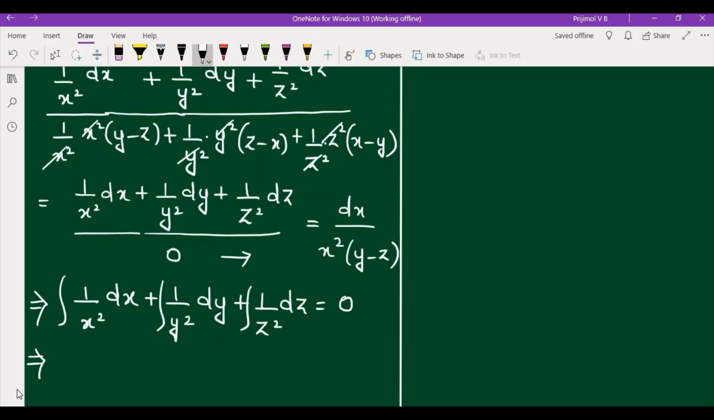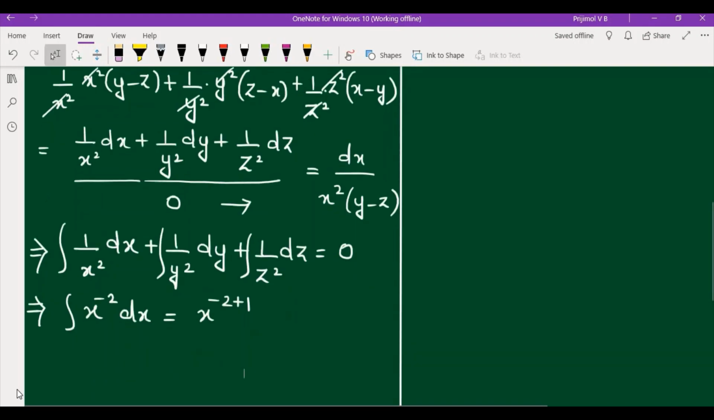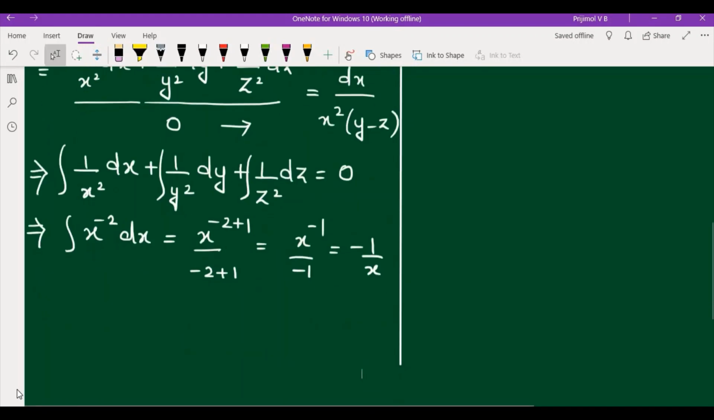Okay, 1 by x square is nothing but it is x raised to minus 2. You know the integration, which is x raised to minus 2 plus 1 divided by minus 2 plus 1, which is nothing but x raised to minus 1 by minus 1, which is minus 1 by x. Okay, so I have written this only for x raised to minus 2. Similarly, you can integrate all the three terms in our equation.